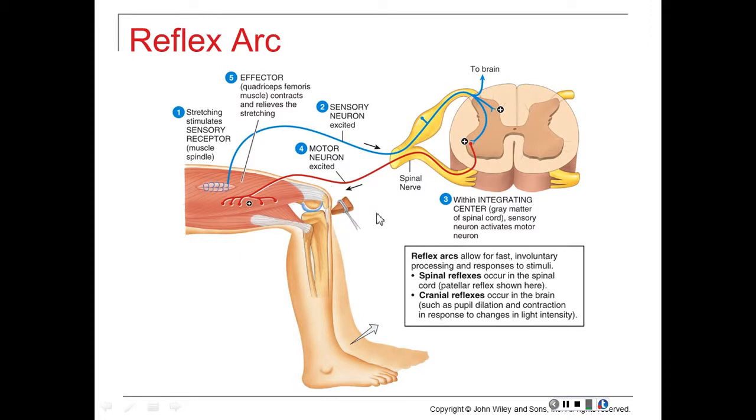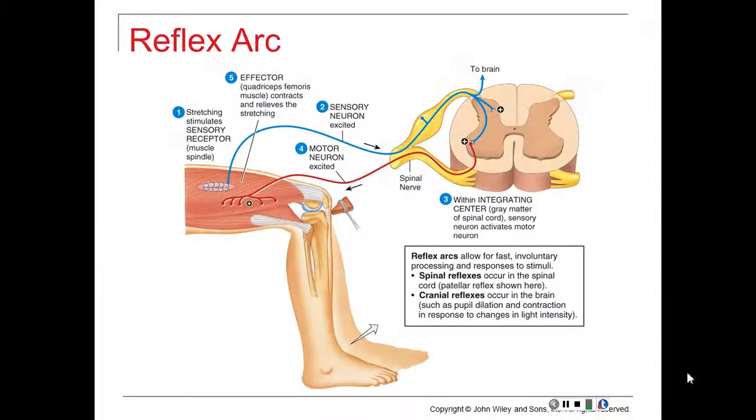Spinal reflexes occur only in the spinal cord. So this example here would be a spinal cord reflex. Cranial reflexes, like our pupil contractions in response to changes in light intensity, those reflexes go straight to the brain. So not all reflexes are synapsed in the spinal cord like this is. Sometimes the brain has to do with our reflexes as well. And that concludes chapter 7.